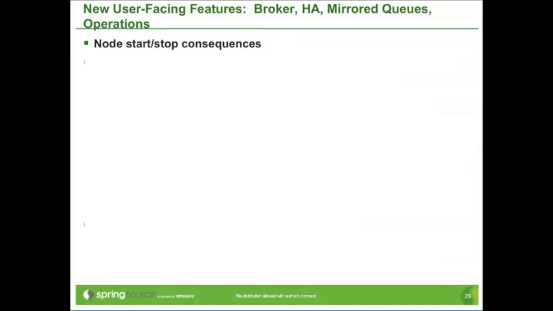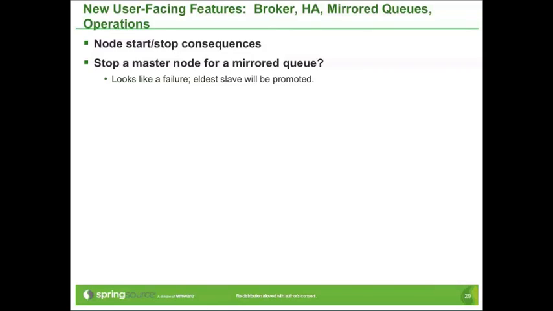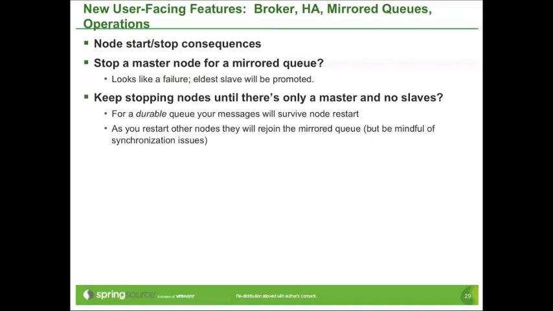So continuing on with the behavior of mirrored queues, what are the consequences of nodes starting and stopping? Well, if you stop the master node for a mirrored queue, using RabbitMQ control or the management plugin or whatever, this looks like a failure, and the eldest slave gets promoted. So if you stop the next master, then the next oldest slave gets promoted, and so on. And if you keep doing this until there's only a master left and no slaves, well, if your queue is durable, then your persisted messages will survive the restart of the node.